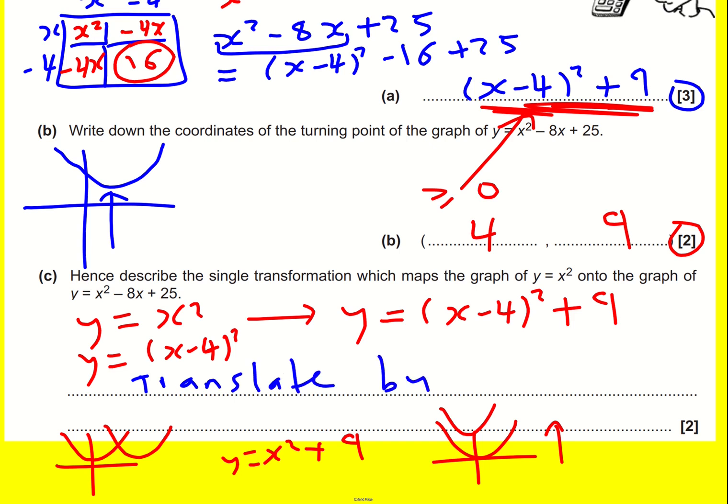And just to get to the point, my answer, in fact, is translates by, but I don't want to say 4. I suppose I could say 4 units in the x direction and 9 units in the y direction, but what I think they're looking for is a vector to indicate movement. So it translates by (4, 9). That is a single transformation. I just happen to be moving to the right and up. That's absolutely fine.